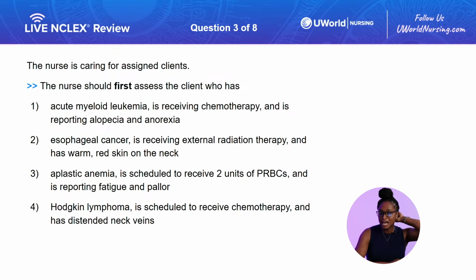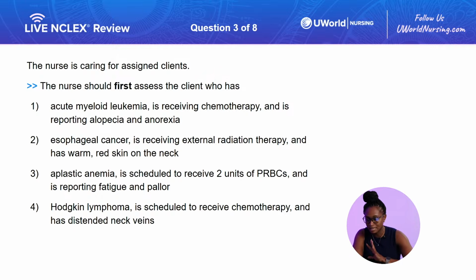So option 1, acute myeloid leukemia, is receiving chemotherapy and is reporting alopecia and anorexia. Option 2, esophageal cancer, is receiving external radiation therapy and has warm red skin on the neck. Option 3, aplastic anemia, is scheduled to receive 2 units of packed red blood cells and is reporting fatigue and pallor. Option 4, Hodgkin's lymphoma, is scheduled to receive chemotherapy and has distended neck veins.